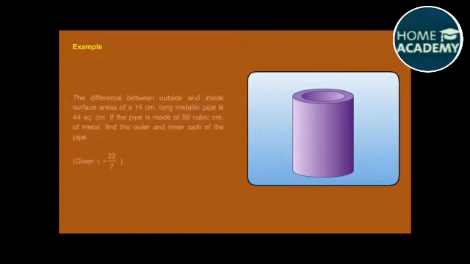Example: the difference between outside and inside surface areas of a 14 cm long metallic pipe is 44 square centimeter. If the pipe is made of 99 cubic centimeter of metal, find the outer and inner radii of the pipe. Given pi is equal to 22/7.